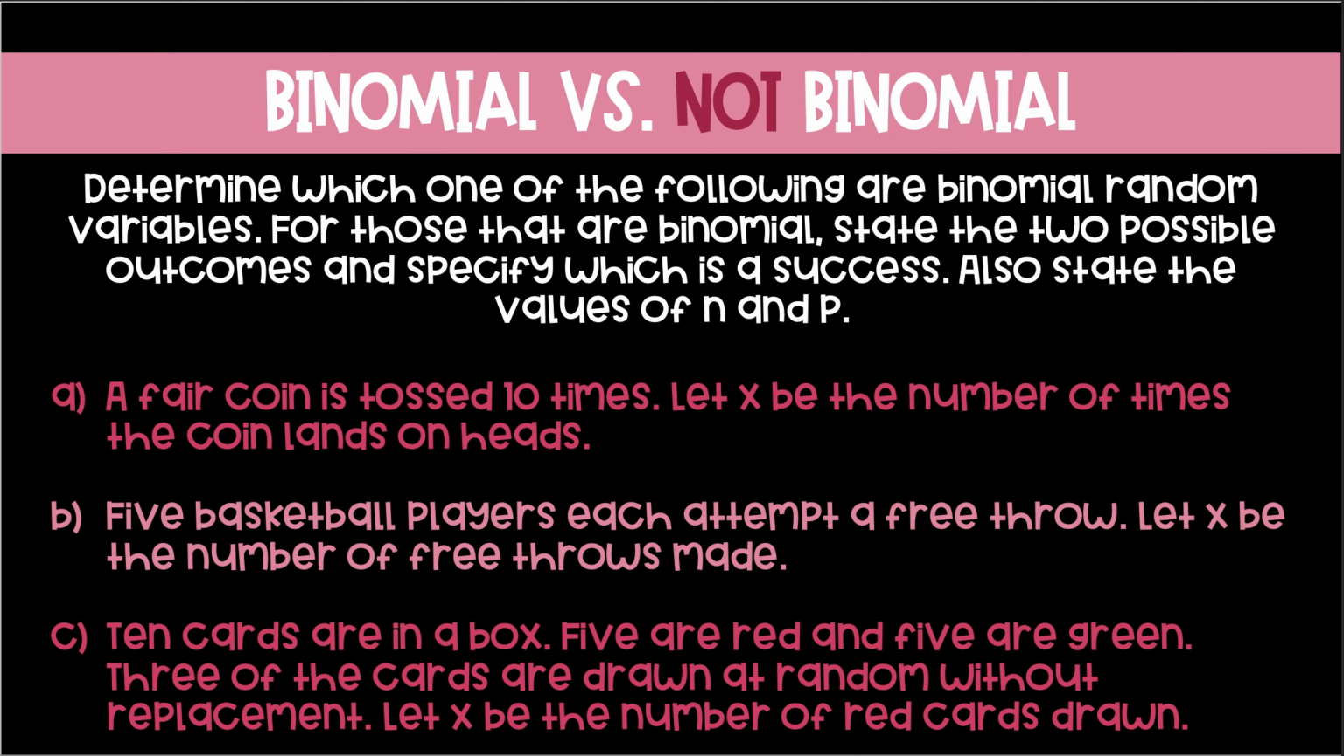All right, let's practice determining whether a random variable is binomial. In this case, our instructions say that for any of the cases that are binomial, we want to state the two possible outcomes, specify which one would be the success, and state the values of N and P, which are the number of trials and the probability of success.